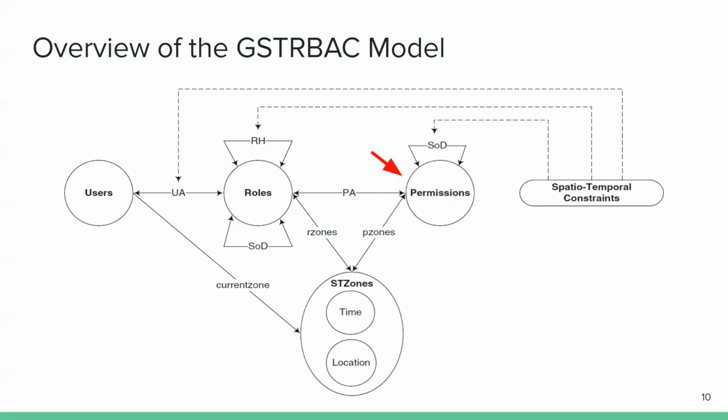There are also additional aspects of GST-RBAC like role hierarchy, which is denoted RH, and that represents how certain roles are arranged in the system. Then we also have separation of duty, which is denoted here as SOD. That ensures that only certain roles are active at the same time. Both of these aspects are elaborated on in more detail in the original paper of the GST-RBAC model, which we also have linked at the end of this presentation in the references section.